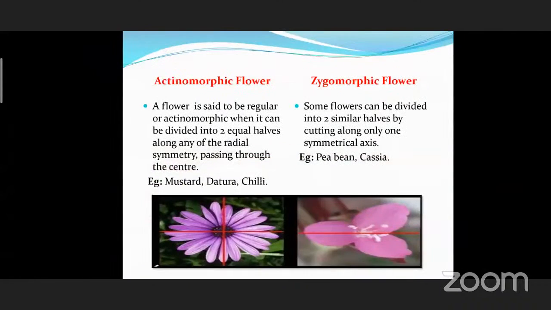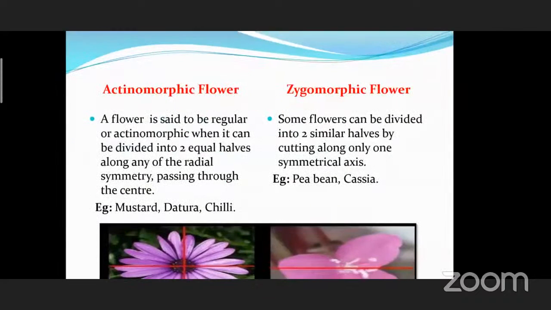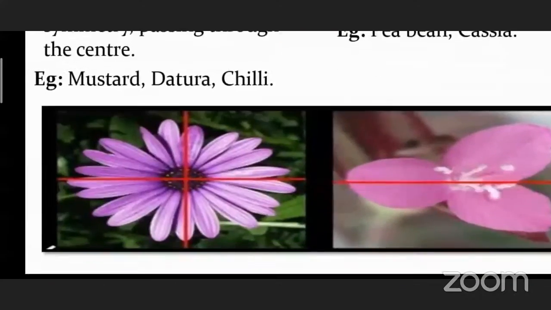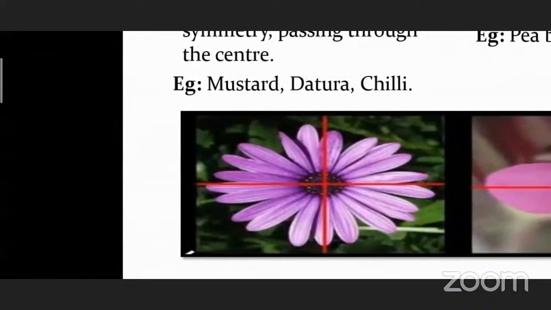We'll go to the next slide. See here, actinomorphic flower and zygomorphic flower. A flower is said to be regular or actinomorphic when it can be divided into two halves along any of the radial planes. See here, this is an actinomorphic flower.